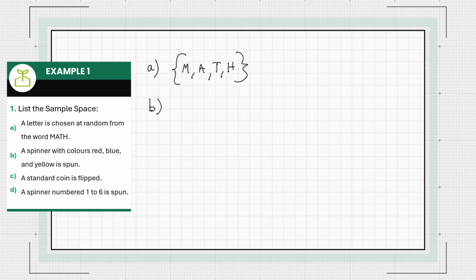If we look at B, we have a spinner. A spinner is spun and it has the colors red, blue, and yellow. Now, a spinner is just something like you would see on Wheel of Fortune. You would spin an arrow, and the arrow would swirl around until eventually it landed on one particular outcome. And in this case, it can only either be red, blue, or yellow.